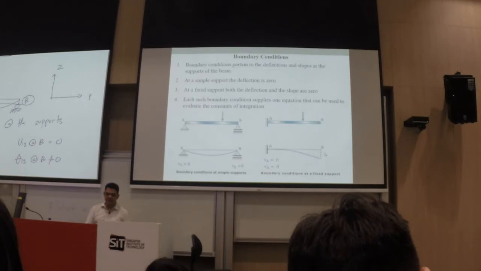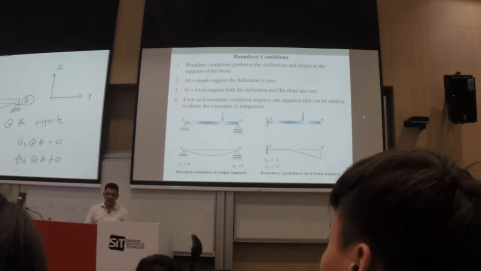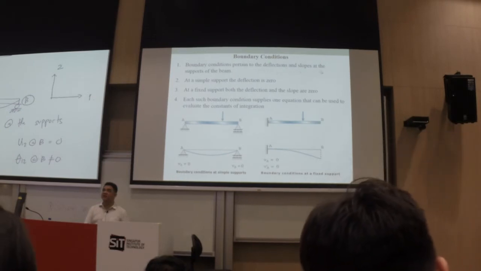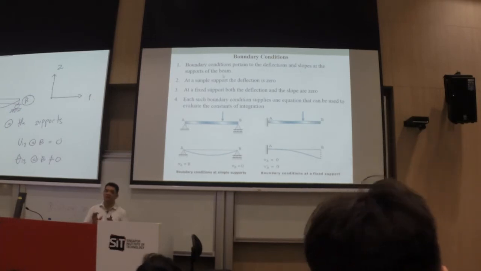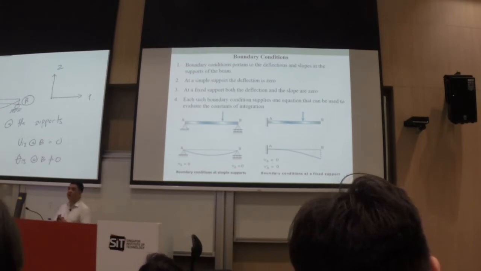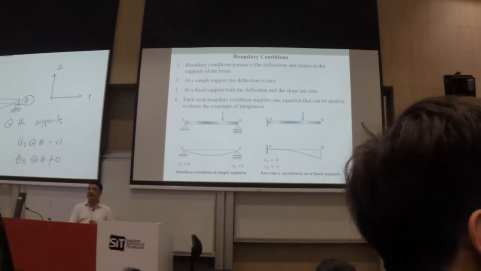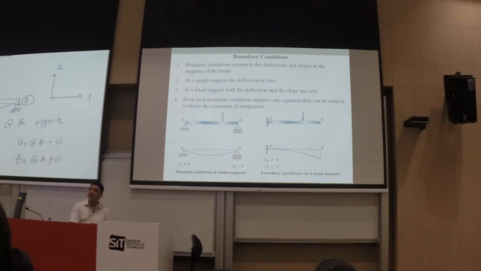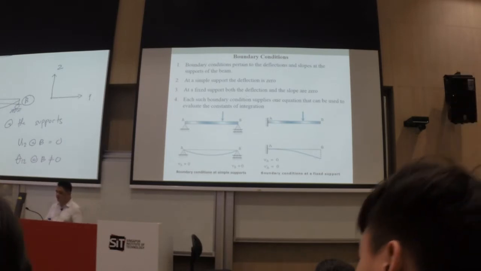So let's have a look. Boundary conditions pertain to the deflections and slopes at the supports of the beam. Okay, that's the definition of boundary conditions. So at a simple support, the deflection is 0. At a fixed support, both deflection and slope are 0. So what does it mean?